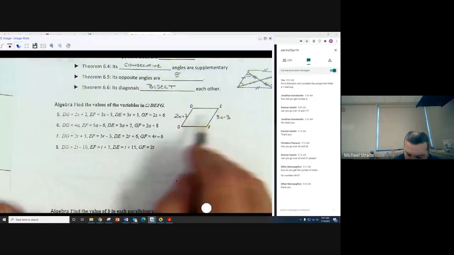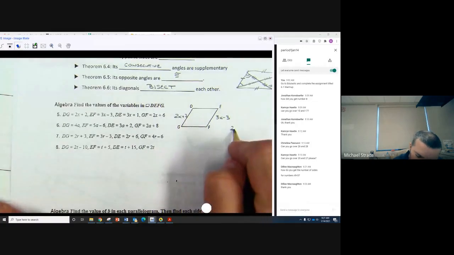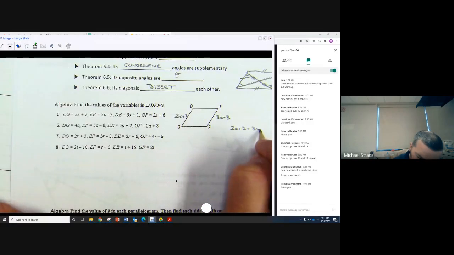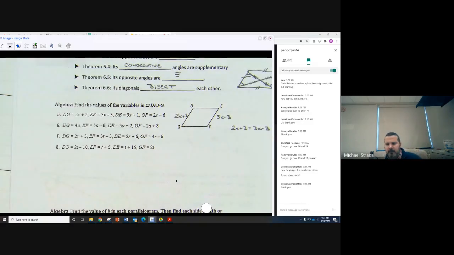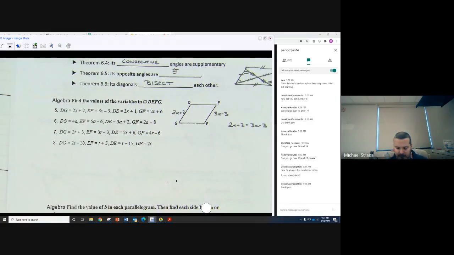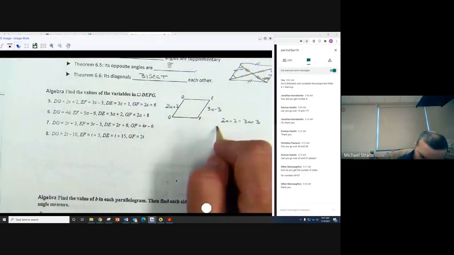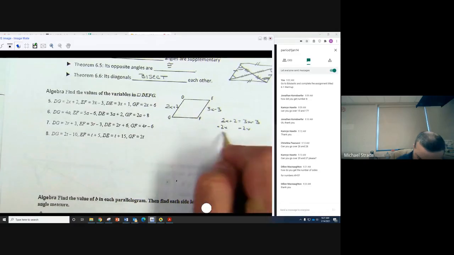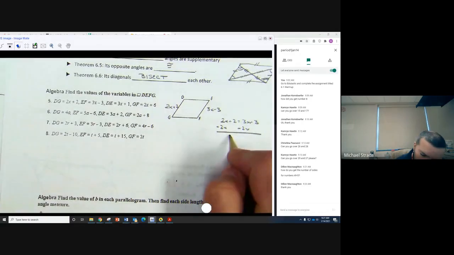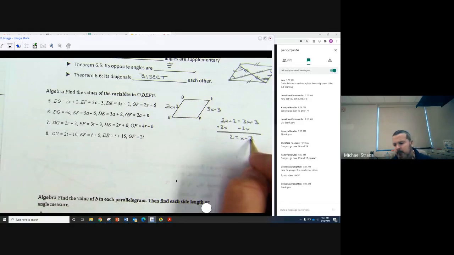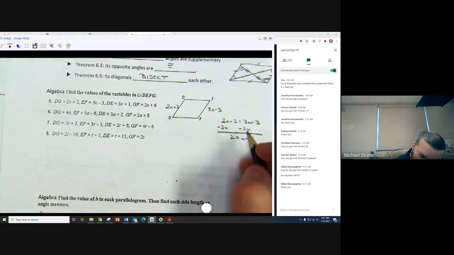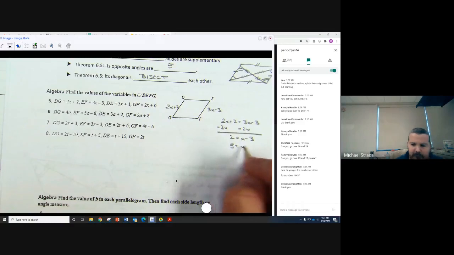So when they give you opposite sides of a parallelogram, 2x plus 2 equals 3x minus 3. You set them equal to each other and solve. Subtract 2x from both sides. 2 equals x minus 3. How do we get rid of the minus 3? We add 3, and x equals 5.